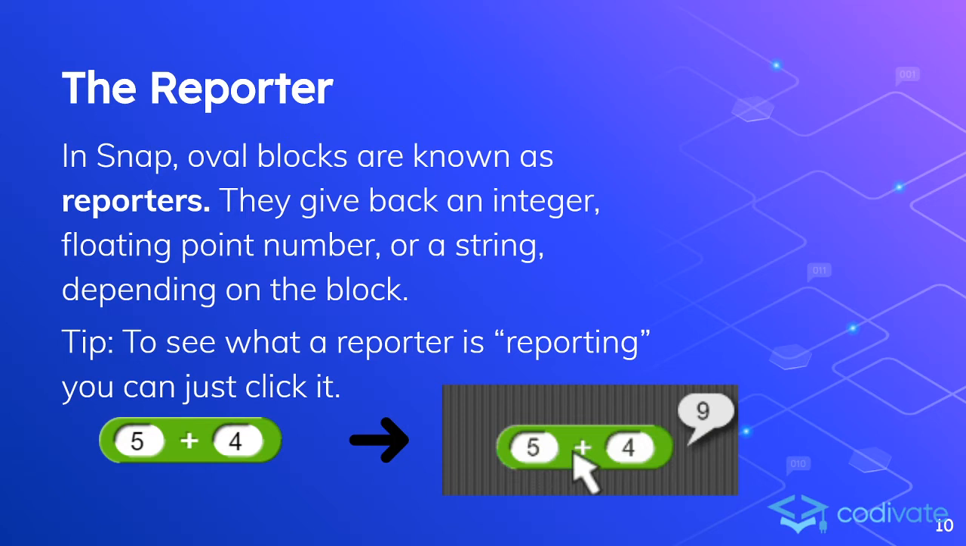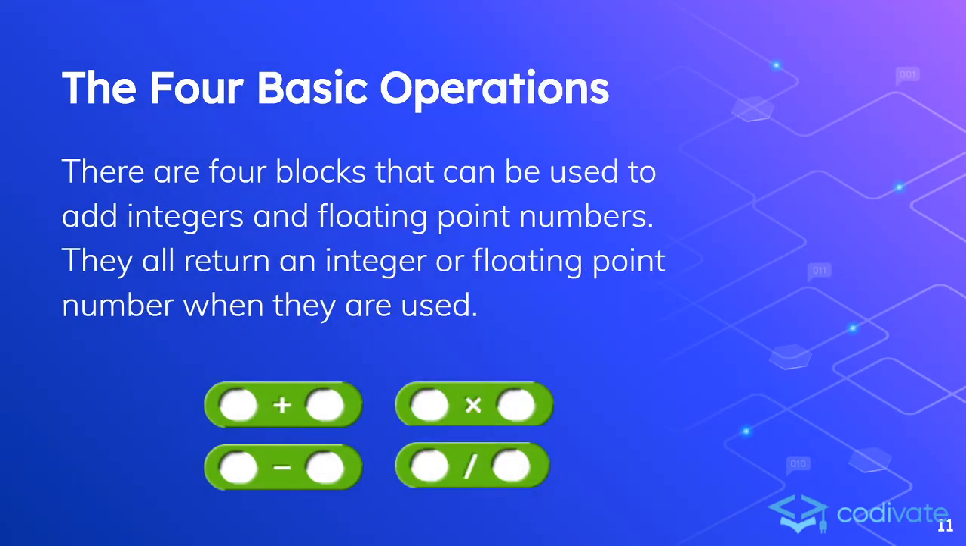In Snap, oval blocks are known as reporters. They give back an integer, floating point number, or a string, depending on the block. To see what a reporter is reporting, you can just click the block in Snap. There are 4 basic blocks in the operator category that are used for adding, subtracting, multiplying, and dividing floating point numbers and integers. These all return an integer or floating point number when they are used.